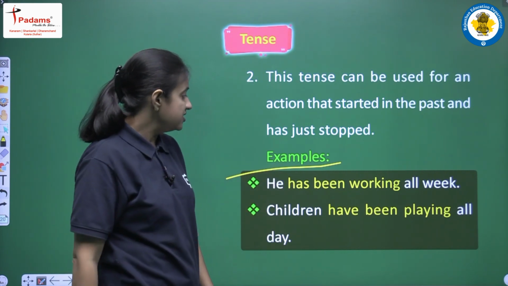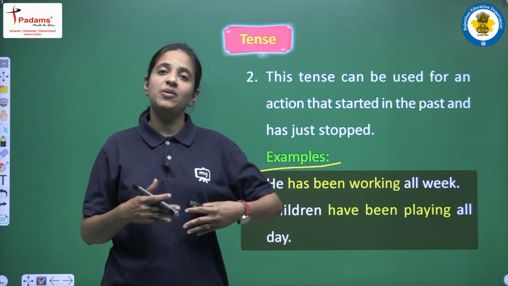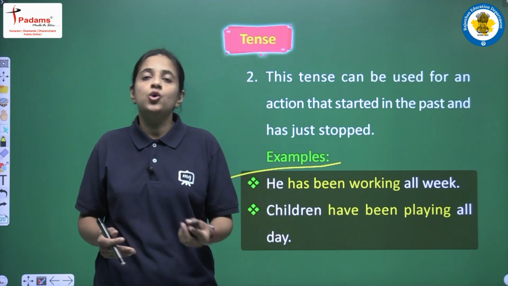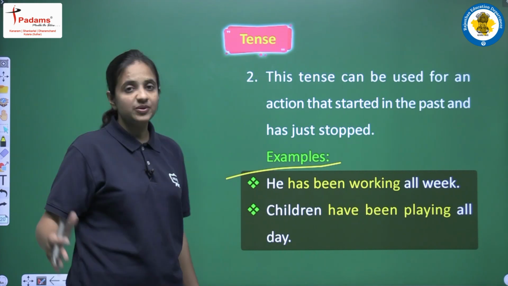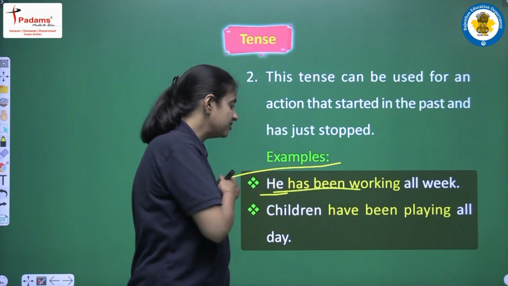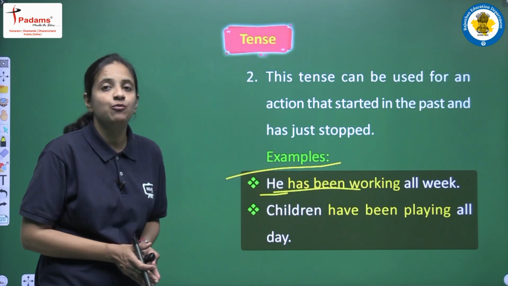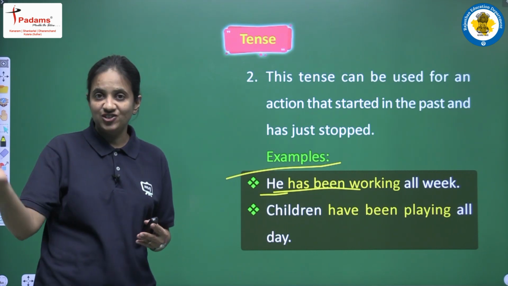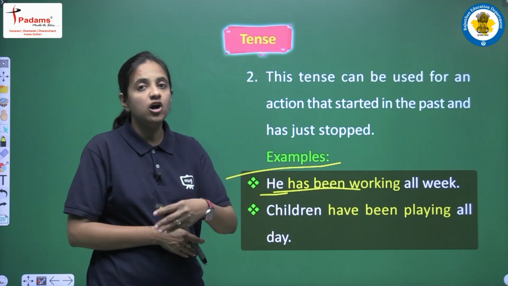The first one is he has been working all week. So we are talking about one person who was very much busy throughout the week. Now we are using present perfect continuous tense structure, and because he is a singular subject, we are using has been, and as a main verb we are having work, so we are adding ing. So our sentence will be he has been working all week.